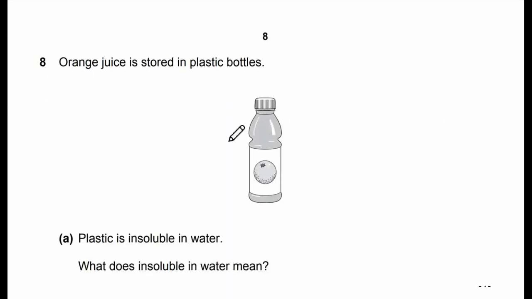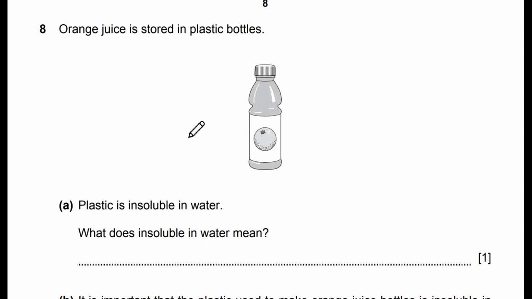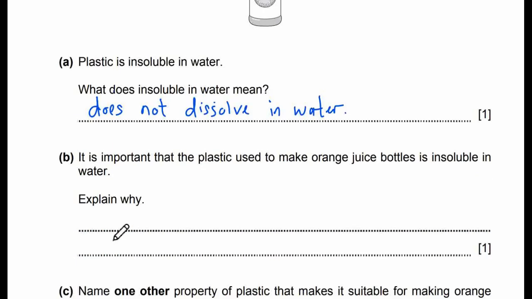Next, we go to number 8. Orange juice is stored in plastic bottles. Plastic is insoluble in water. What does insoluble in water mean? Insoluble means does not dissolve in water. Let's see the next question. It is important that plastic used to make orange juice bottles is insoluble in water. Why? Because otherwise the plastic will dissolve into the orange juice, which is poisonous.